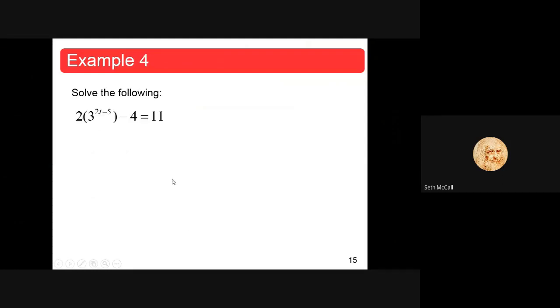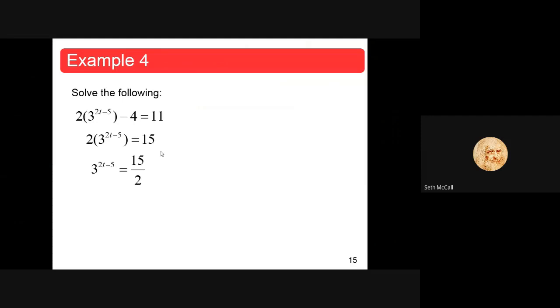Okay, the next one, solve the following equation. And this one has a lot more stuff going on with the exponent. So all of that's going to need to be peeled away first before we can start dealing with the exponent itself. So we have 2 times the parentheses 3 to the 2t minus 5 and minus 4. You're actually going to get rid of the minus 4 first by adding 4 to both sides. Followed by that, you are going to divide both sides by 2. And so now what you can see is we have our expression. So it's just a base and a power on the one side, which is what you want to get it as.